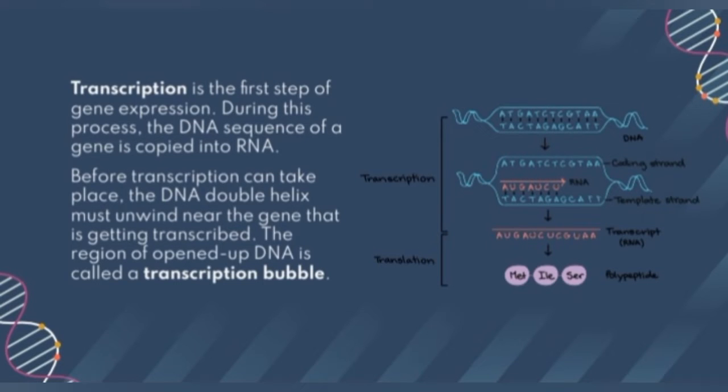RNA transcription. Transcription is the first step of gene expression. During this process, the DNA sequence of a gene is copied into RNA. Before transcription can take place, the DNA double helix must unwind near the gene that is getting transcribed. The region of opened up DNA is called the transcription bubble.